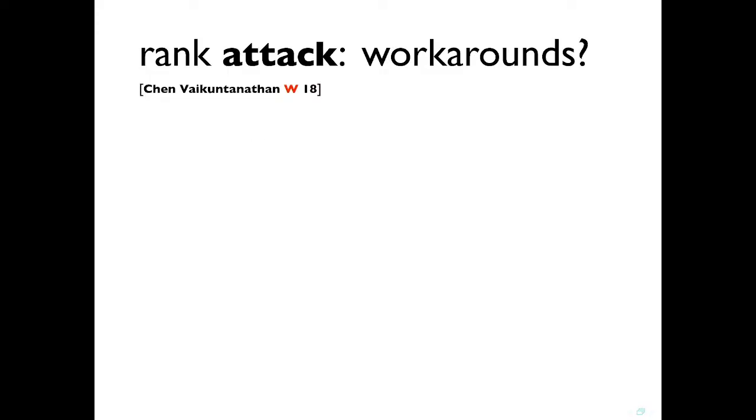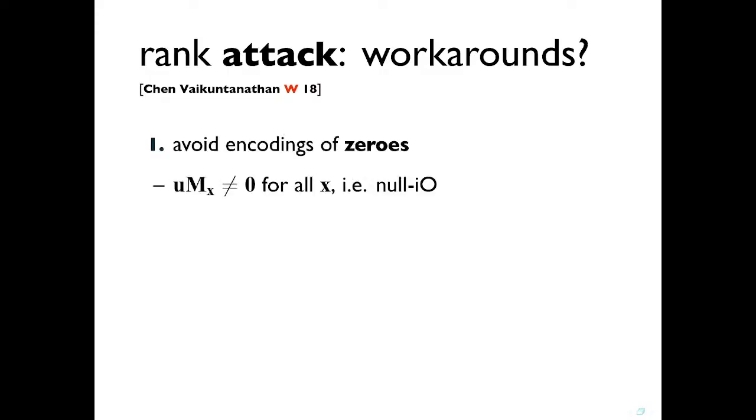Good. So how can we work around these attacks? One is just to make sure that we avoid encoding of zeros. Here we crucially use the fact that you get small values, so that mod Q and over the integers are the same thing. And you can avoid encoding of zeros by making sure that the program never outputs zeros, which corresponds to obfuscating now I/O.